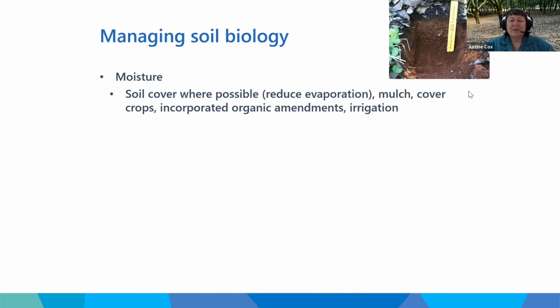It may be possible to add mulch to the soil and cover the soil completely. You can use cover crops. And if you use organic amendments and incorporate them into the soil, depending on which ones, they have the potential to hold more moisture in the soil. And you can irrigate. So we're just trying to get as much moisture held in the soil as possible.